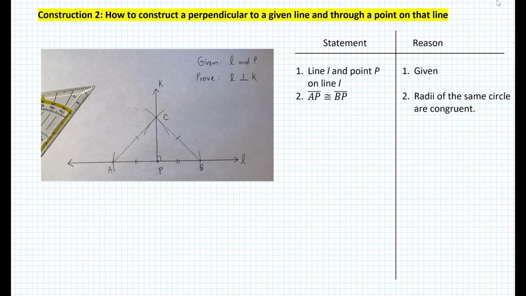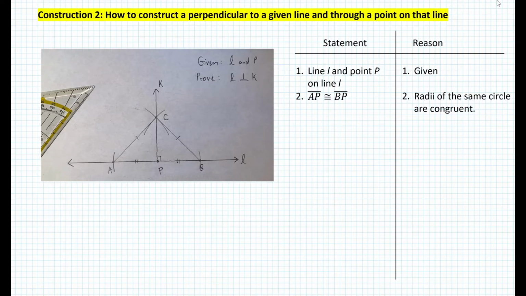Okay, so now that we have step 2 in the statement reason table, what else can we write here? Well, if we think about what else we constructed, the arcs, one from the right side with the center at B all the way to point C, and another arc with center A all the way to point C. So it turns out that segments AC and BC are also congruent because radii of congruent circles are congruent. So let's write that in. Okay, so what else can we do at this point?